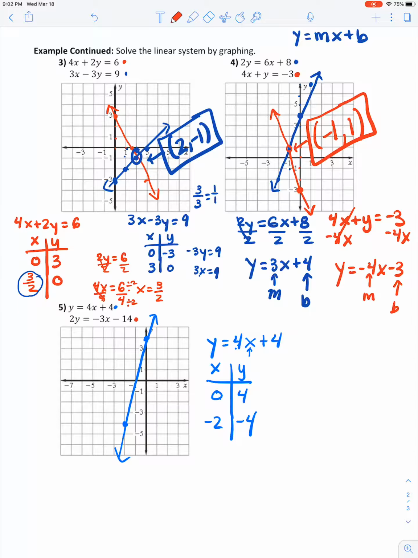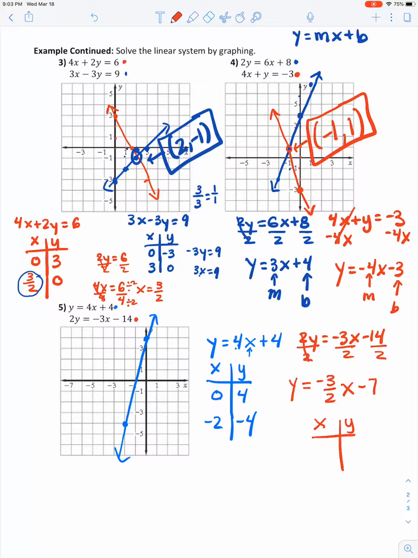Okay, here's the last one. We have 2y equals -3x minus 14. I want to solve for y. I want to get y by itself. So this is 2 times y. How do you undo times? You divide by 2. So we have y equals -3 over 2 x. I can't simplify that anymore. And then -14 divided by 2 is -7.